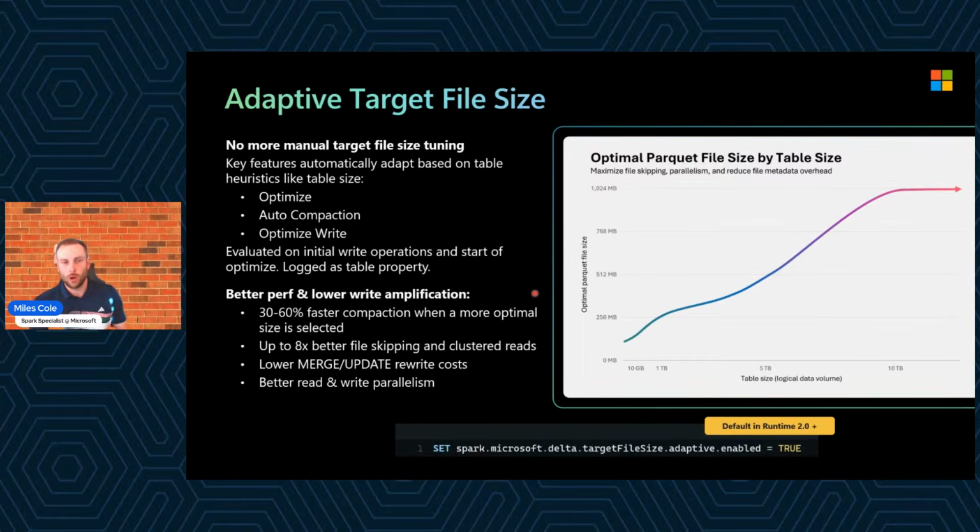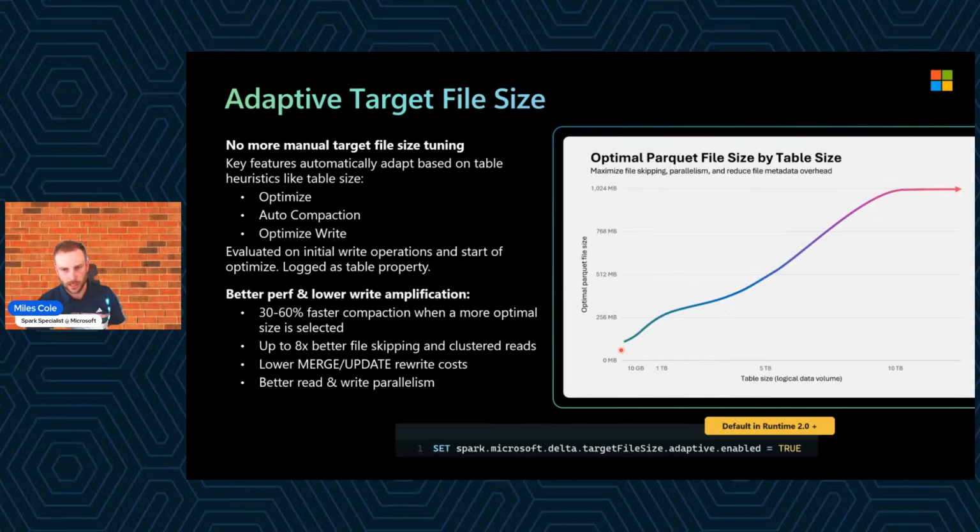So in order to help solve this for customers, we introduced this feature. This is available in Runtime 1.3, but newly default in Runtime 2.0, so this is no longer something that you need to manually opt into. Adaptive target file size automatically calculates the ideal target file size for your tables. For each and every table, it calculates based on the nuances and heuristics of that specific table, and basically you get approaching the most optimal size.